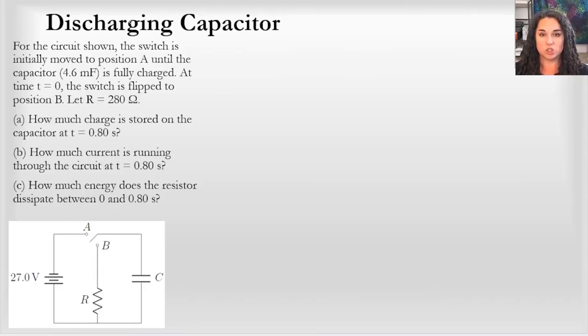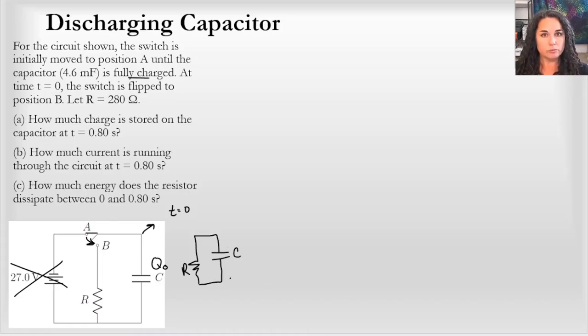Okay. All right, the last problem I picked out here actually has you plugging in time into those exponential equations that we looked at, and this is a discharging capacitor. For the circuit shown, the switch is initially moved to position A, and then the capacitor is charged up until it's fully charged. At time equals 0, the switch is flipped to position B, so it gets flipped over there. Then the battery is not attached anymore, and it's just that capacitor and the resistor. So at t equals 0, we just have a capacitor and a resistor. So I'm going to draw that in here. And so we're going to have a discharging circuit, that capacitor.